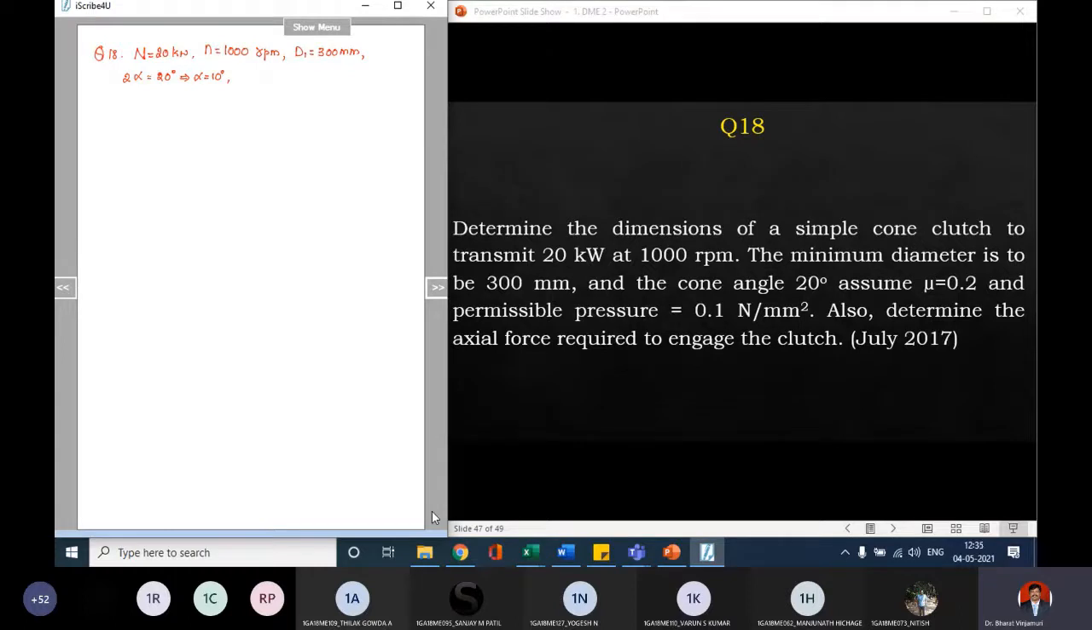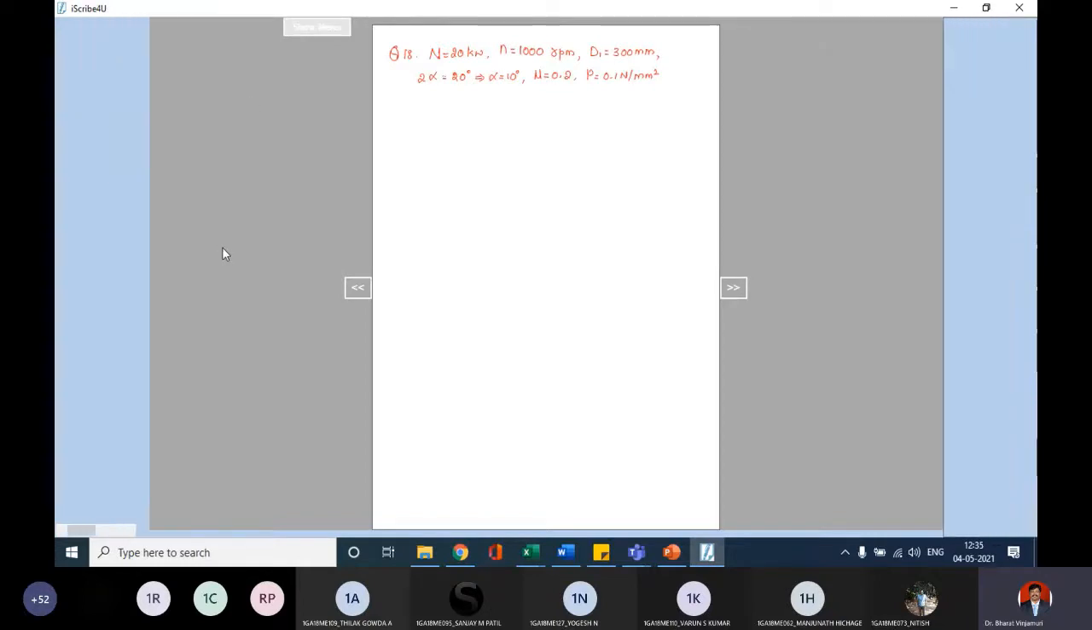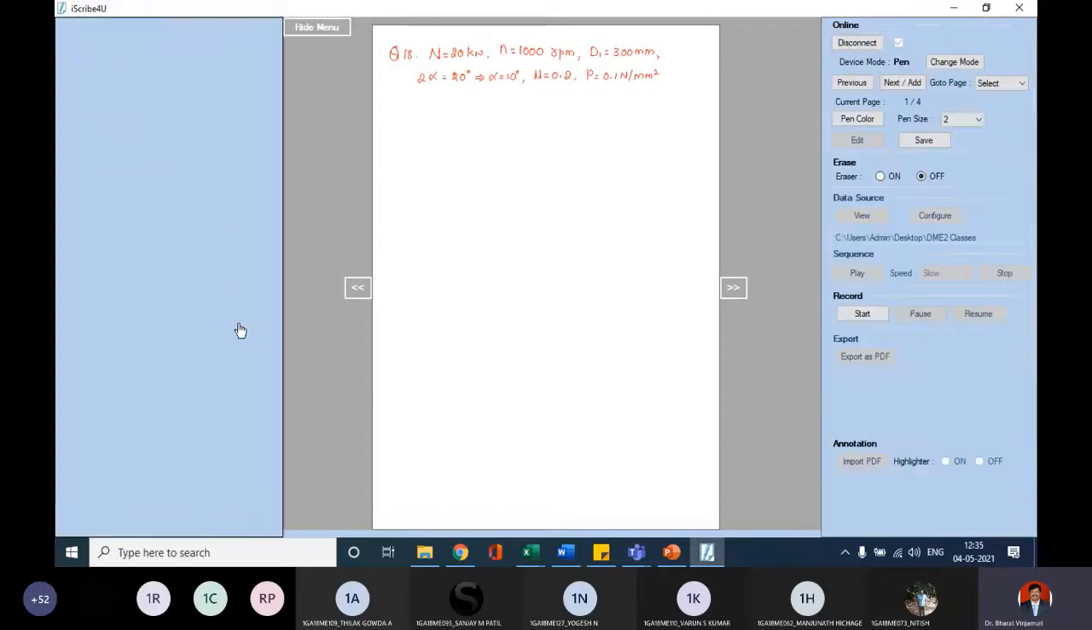Now assume mu is equal to 0.2, and the permissible pressure P is equal to 0.1 Newton per mm square. Also determine the axial force required to engage the clutch. So the axial force Fa is also asked during engagement. While rotating also we will try to find how much is the axial force. This is what exactly we will be trying to solve.